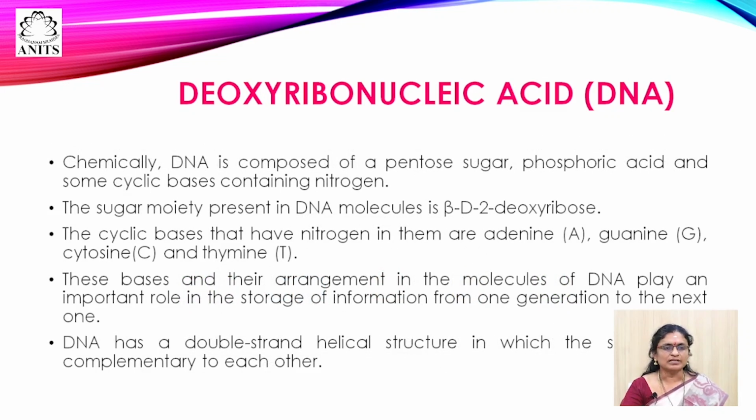Deoxyribonucleic acid. DNA is composed of a pentose sugar, a phosphoric acid, and some cyclic bases containing nitrogen. The sugar moiety present in the DNA molecule is beta-D-2-deoxyribose sugar. The cyclic bases that have nitrogen in them are adenine, abbreviated as A, guanine G, cytosine C, and thymine T. These bases and their arrangement in the molecules of DNA play an important role in the storage of information which is passed from one generation to the next generation. DNA has a double helical structure in which the strands are complementary to each other.